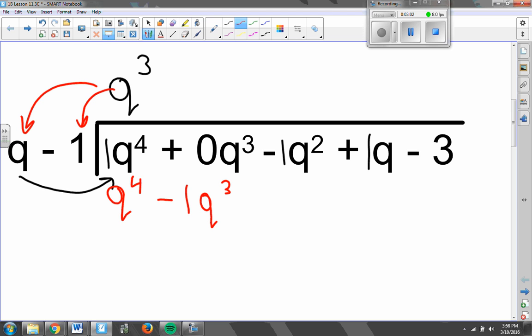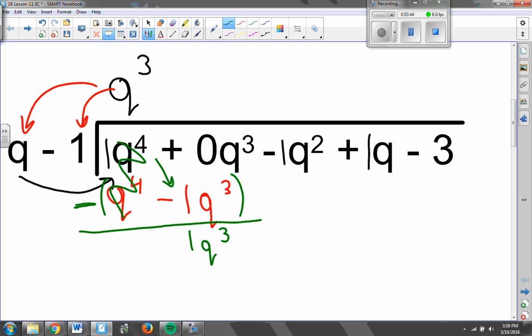Okay. And now what I'm doing is I'm taking this stuff in red and subtracting all of this from what I have before it. That's why I put the q to the fourth right under the other q to the fourth, and the q to the third right under the other one, and so on. Now, q to the fourth minus q to the fourth is nothing. Those go away, which was the whole point. And now I have 0 q to the third minus negative 1 q to the third. Well, 0 minus negative 1 is like adding 1, so 0 plus 1 is 1 q to the third.